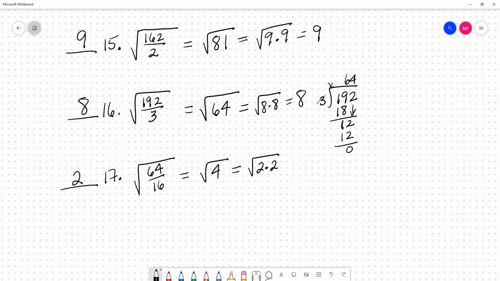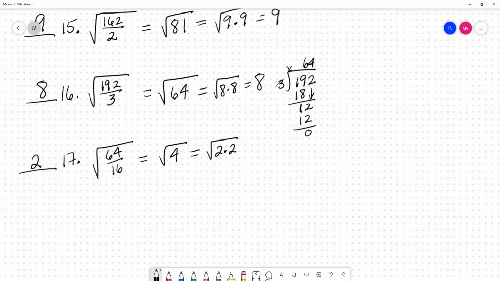Here's another thing you could do with this one, especially if you recognize that your numerator and your denominator are both perfect squares.